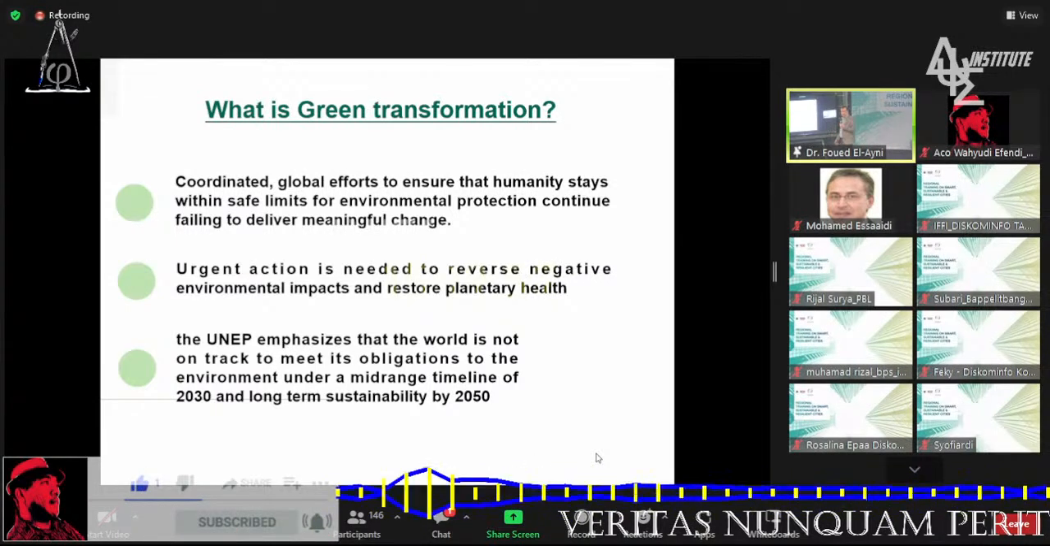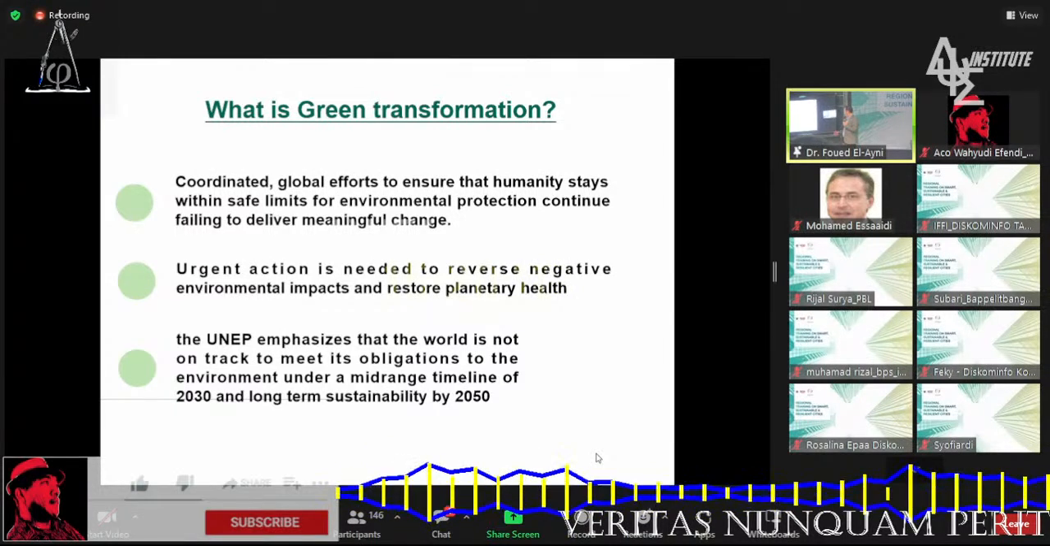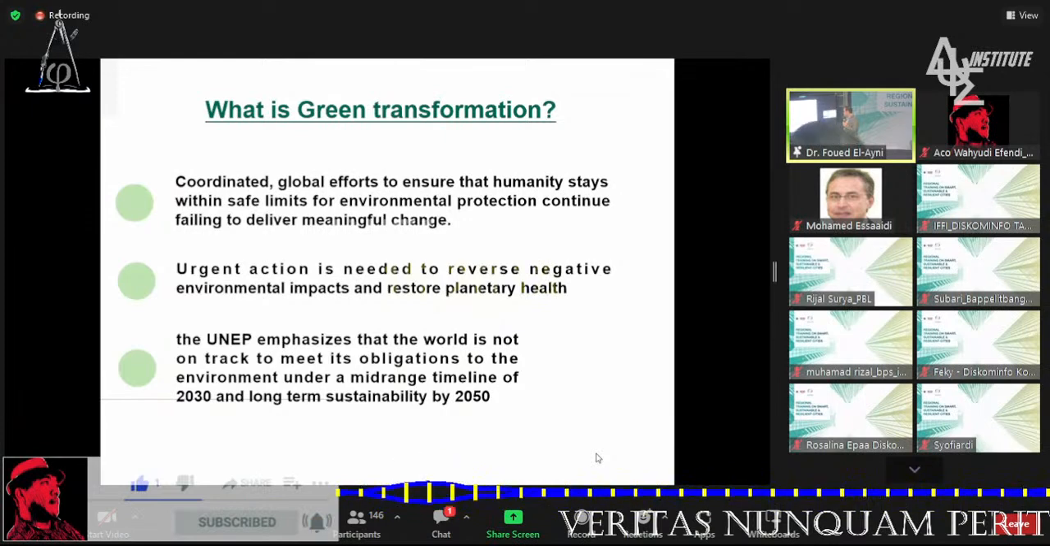As I said, smart, sustainable, and resilient cities can be one of the solutions to face and tackle the effect of climate change on our globe. The UNEP emphasizes that the world is not on track to meet its obligations to the environment on the mid-range timeline of 2030 and long-term sustainability by 2050.